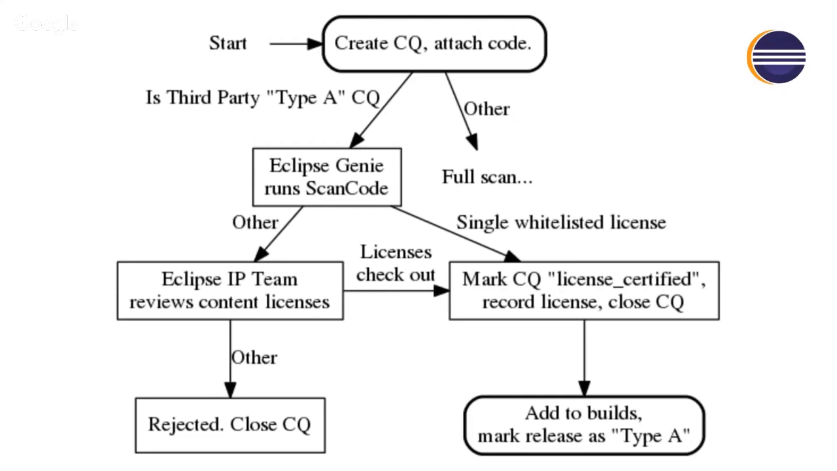Pardon me, approve, we need to be careful. Approve means something specific to the IP team. It automatically license certifies the content, and the project team is notified that they are good to go. So theoretically, you can enter a type A CQ and have it processed and within a few minutes be given approval to use it. We think this is going to be a massive win for project teams.